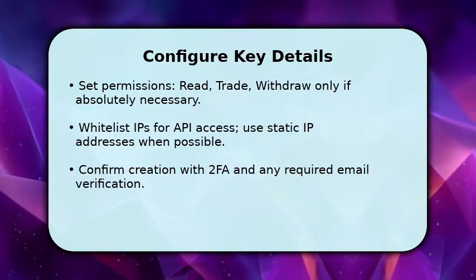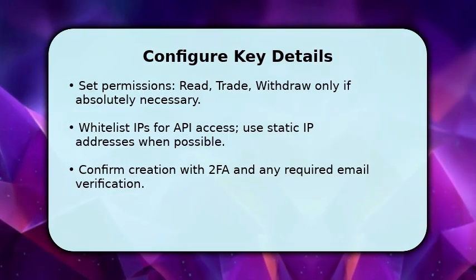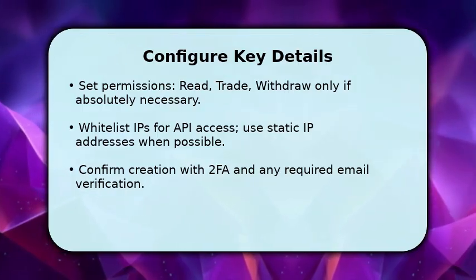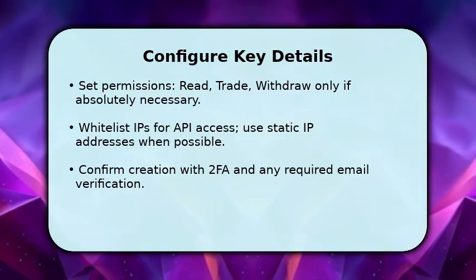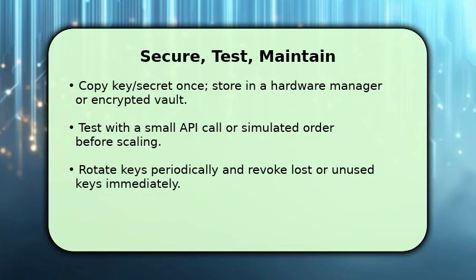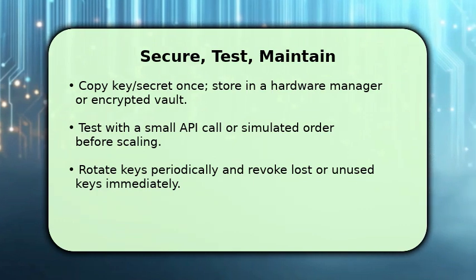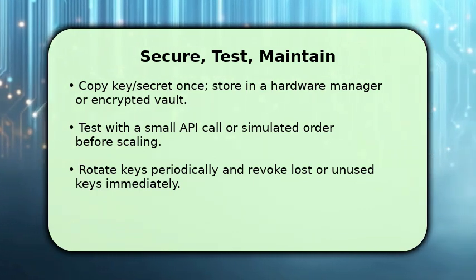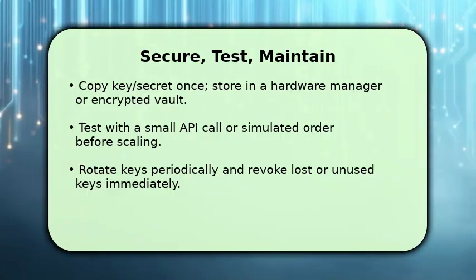Give the key a descriptive name, then confirm creation with two-factor authentication and any email approvals Bybit requires. After confirmation, the platform will reveal the API key and secret. You must copy the API key and secret right after generation because Bybit shows the secret only once. Save them in a hardware wallet or an encrypted vault and never paste into public tools.